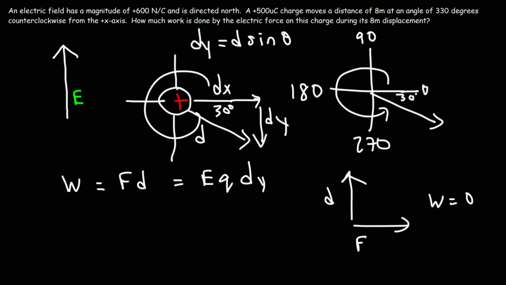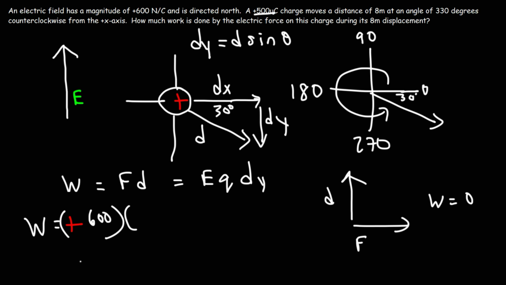So regardless of which angle you choose to use, we just need to know that dy is going to be negative because it's moving in the negative direction. So to make this work, you could use sine 330 or negative sine 30. We just need dy to be negative. So the electric field is positive 600. It's going in the positive y direction. So that's E. Q is positive 500, that's positive 500 microcoulombs. And then dy.